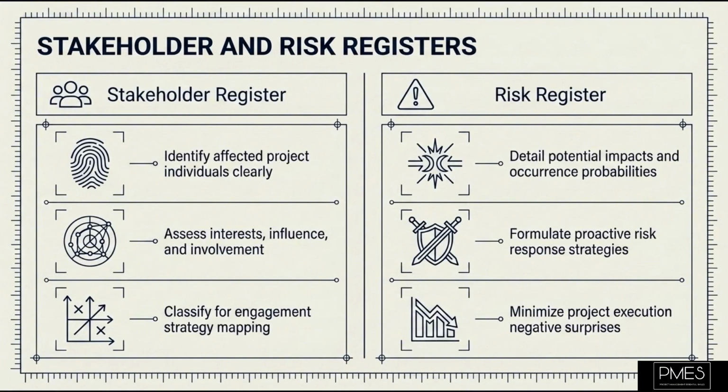Requirements documentation is another critical document. This document describes how individual requirements meet the business need for the project. It details the conditions or capabilities needed by a user to solve a problem or achieve an objective. Requirements can be functional, describing what the product does, or non-functional, describing how well the product performs, such as speed or security. Clear requirements documentation is essential to ensure the project delivers what the stakeholders truly need.